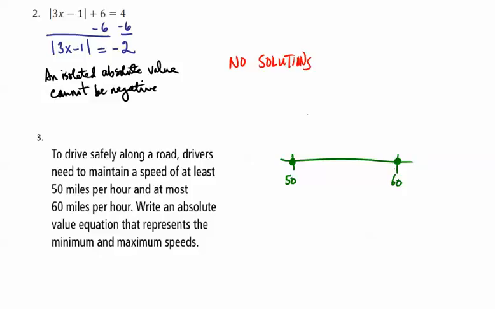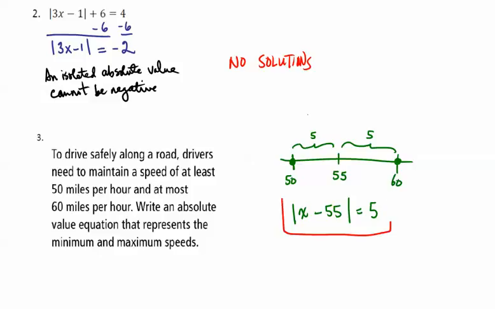The average of those two, 50 plus 60, is 110, divided by 2 is 55. But we could probably tell that 55 is halfway between 50 and 60, and that the distance from the center is going to be 5 units. And so we end up with an equation that is absolute value of x minus the center equals the distance from the center, and that does it for these 3 problems in the introduction.